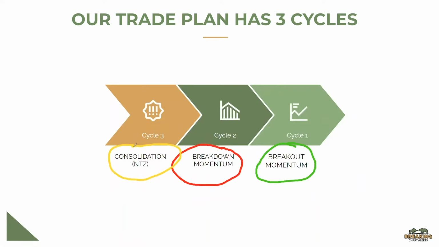Okay, so I want you guys to make this very clear. When you see the channels in the background, these are the cycles that we're using. We have 3 cycles. So if I pull up a chart and I have a green channel on it, that means that stock's in breakout momentum, and chances are the momentum is going to continue higher until we get one of the signals that's going to show a breakdown. If it's a red channel, we're in breakdown momentum. A yellow channel, we're in no trade zone.